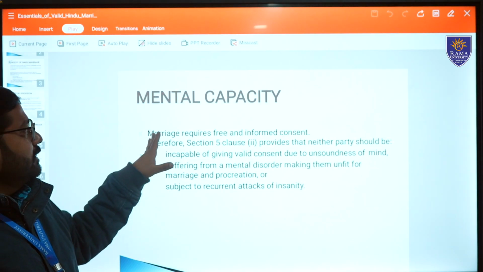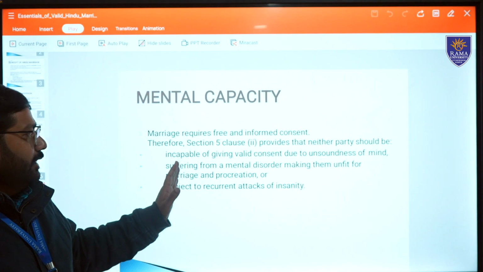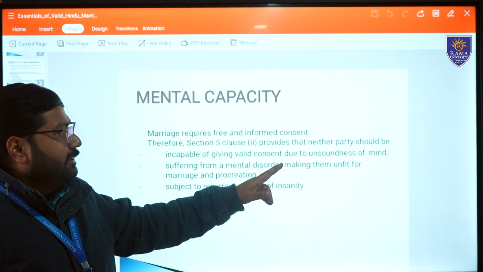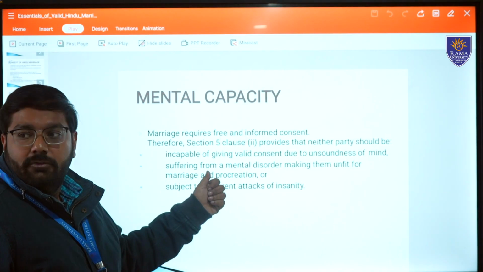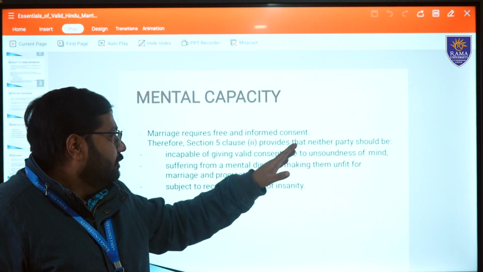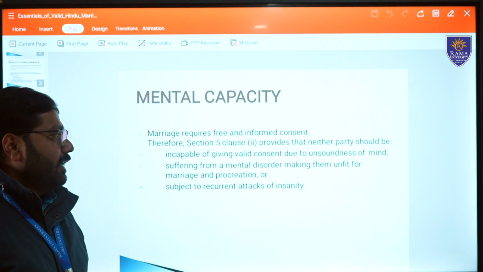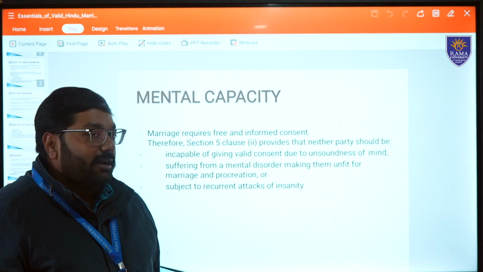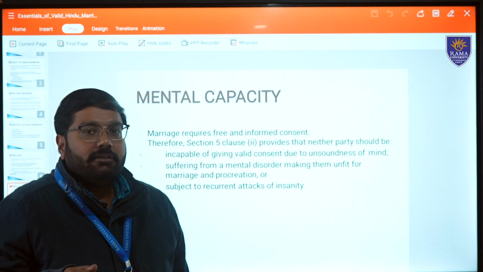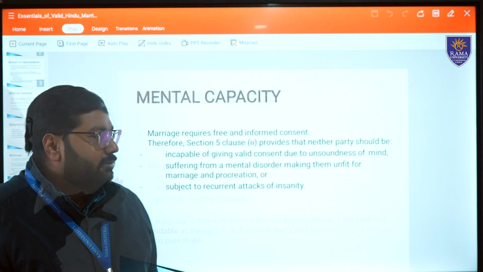Now, the second condition is mental capacity. Marriage requires free and informed consent. According to Section 5, Subclause 2 of the Act, neither party should be incapable of giving valid consent due to unsoundness of mind. Nor should a person be suffering from any mental disorder making them unfit for marriage and procreation of children, or be subject to recurrent attacks of insanity. The consent in the marriage must be free.